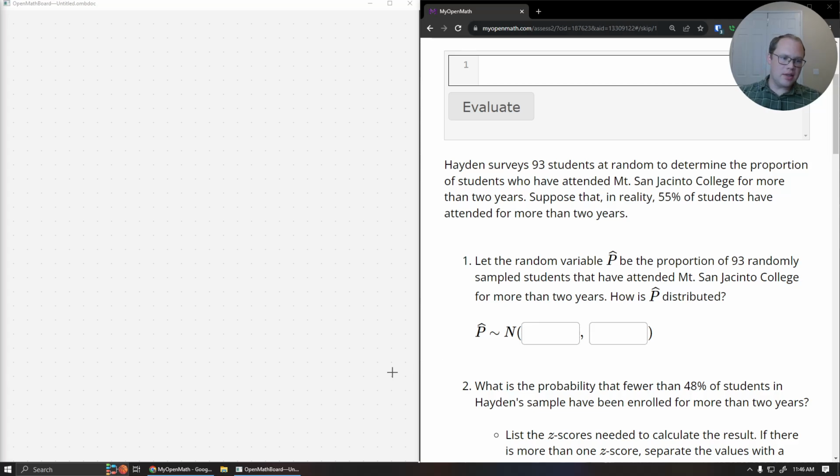Hayden surveys 93 students at random to determine the proportion of students who have attended Mount San Jacinto College for more than 2 years. Suppose that in reality, 55% of students have attended for more than 2 years. So what this problem is going to ask us to do is to think about the proportion of students that Hayden surveys that attend more than 2 years compared to the actual population proportion, which is 55%.